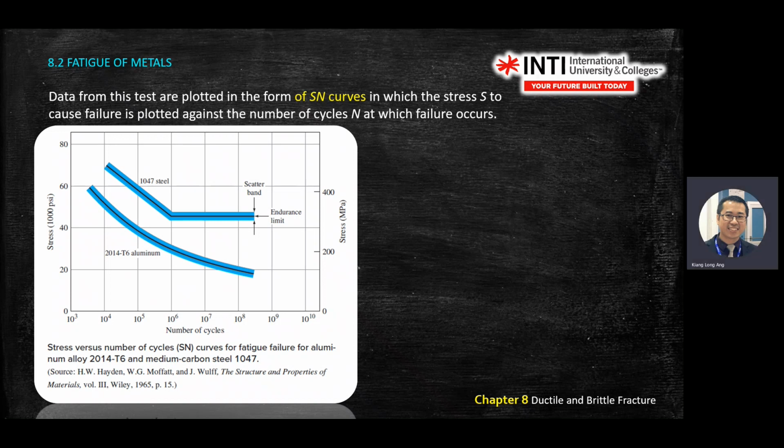But for fatigue, you have the S-N graph, or S-N curve. What do I mean by S? S is stress, how many megapascal or pascal. Again, look carefully when you have a graph. The left hand side is imperial, the right hand side is SI. And N is the number of cycles. Here you have aluminium and steel, so you can plot.